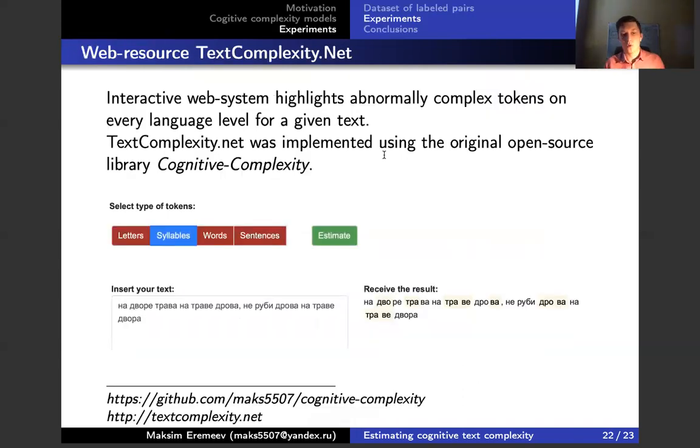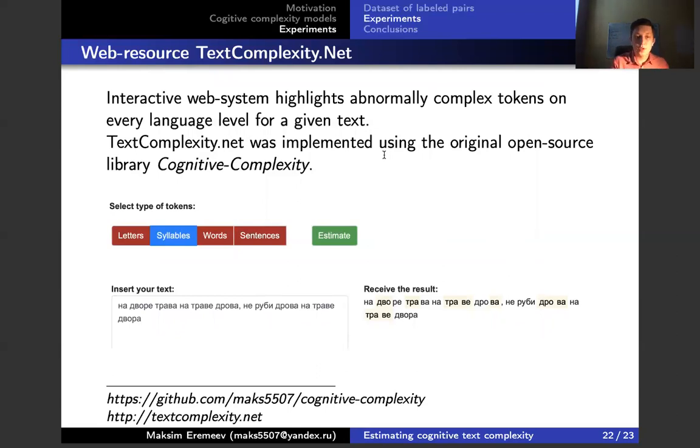To demonstrate the proposed theory application and how it works on real text, we developed a web resource, textcomplexity.net. It highlights abnormally complex tokens for an arbitrary text and can be used for editorial purposes, for example, if you want to make your text as easy as possible on all language levels. It currently supports models fitted on Russian Wikipedia for all levels except discursive, so morphological, phonetic, lexical and syntactic. You can try it right away by visiting the link.